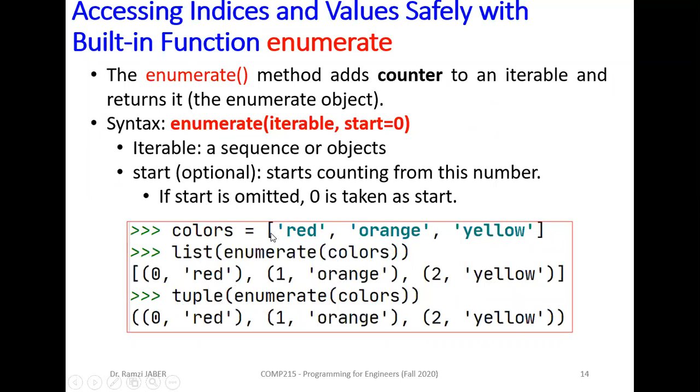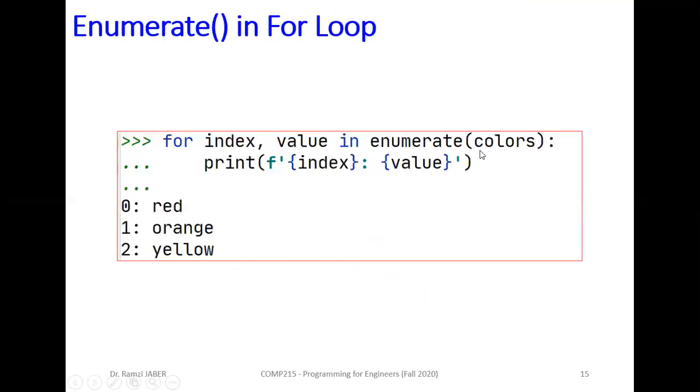Also, we can transform this enumerate into a tuple. Calling tuple on enumerate of colors will give us the same sequence as above, but with parentheses. Here it's a tuple, above it's a list. Enumerate gives us the index position and its value at the same time as a tuple. This is the advantage of Python's enumerate. What is the advantage here?